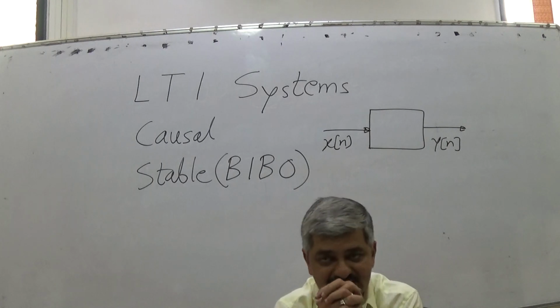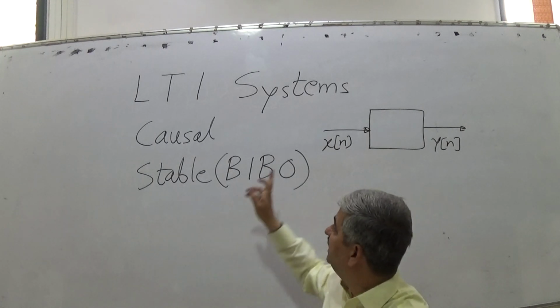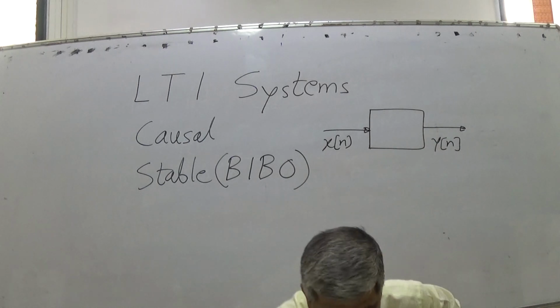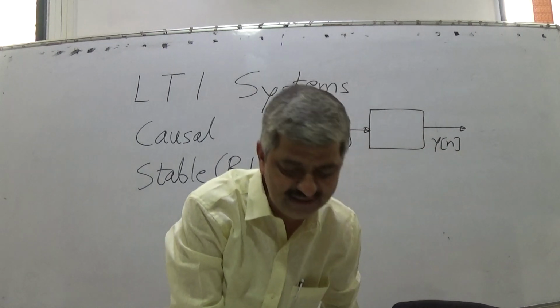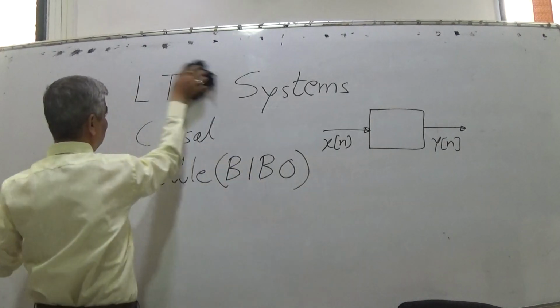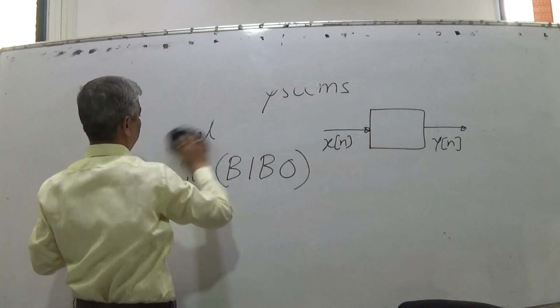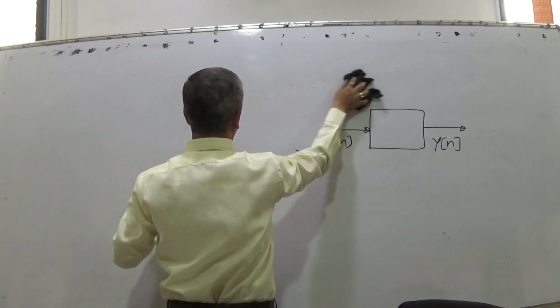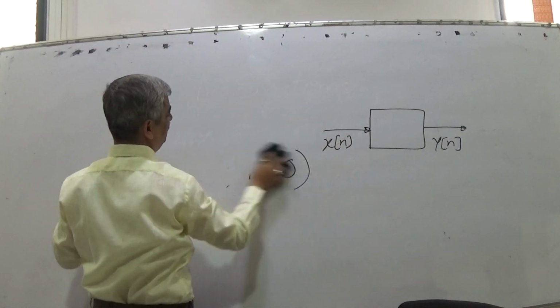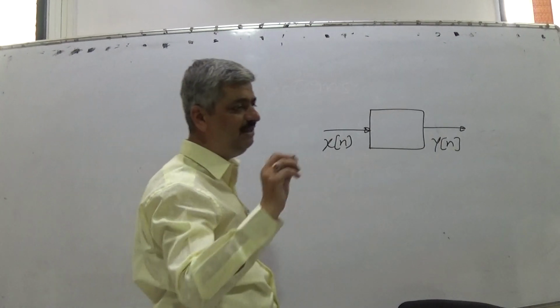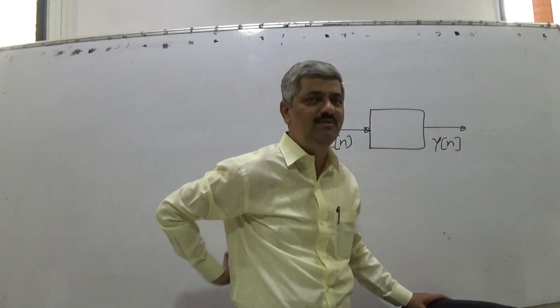So, the linear system: input x[n], output y[n]. Now, sometimes the definitions are very clumsy, and we don't understand what the meaning of it is. What do we mean by a linear system?